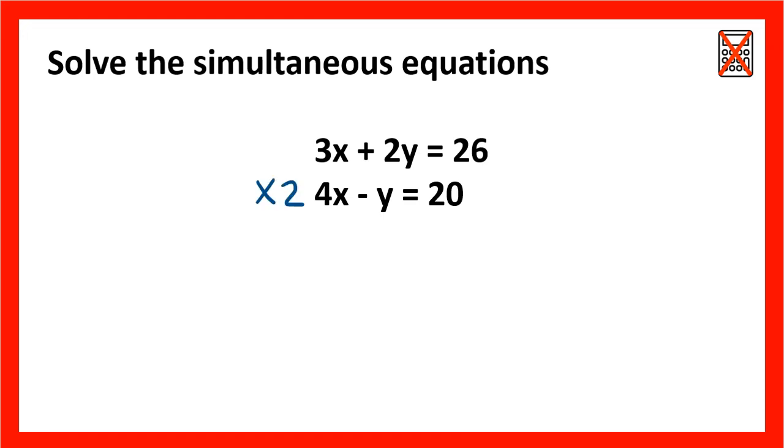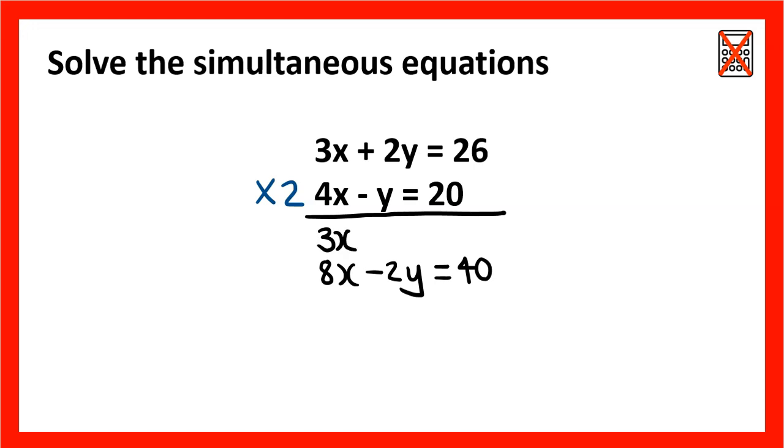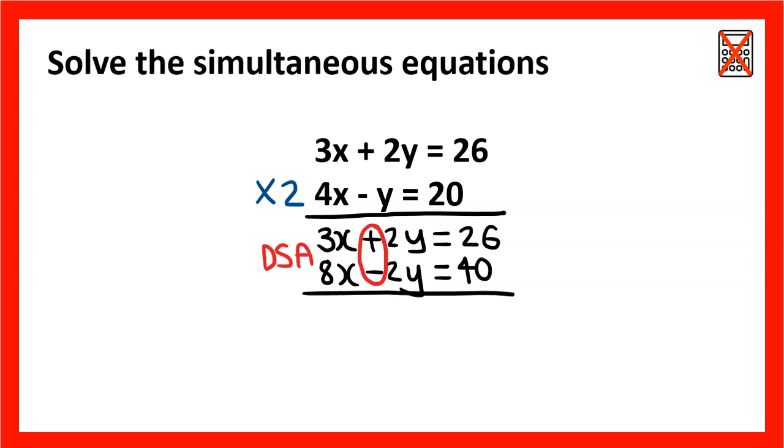If I multiply the second equation by 2, that will give us 8x minus 2y is equal to 40. If you keep the first one the same, now you can see that the coefficients of these two terms are the same. With this particular question, we can see that the signs are different. Therefore, we're going to have to use different signs add.